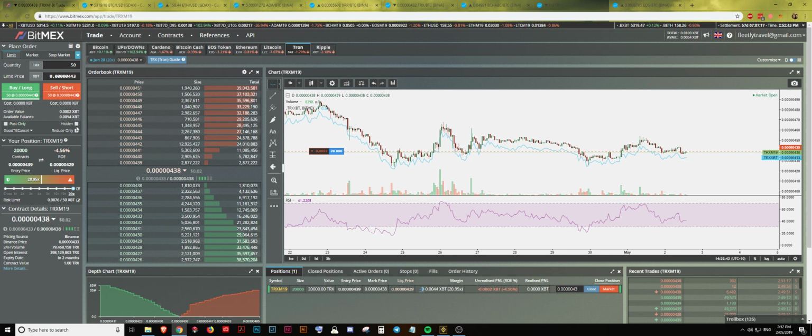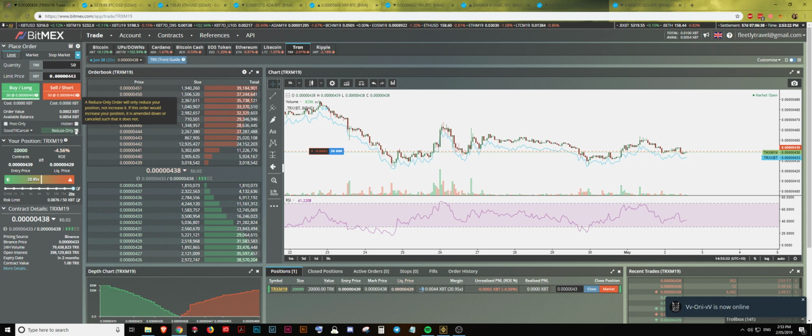Reduce only can be useful if I'm in a position and I want to just take a little bit of profit off. Say as it's gone up a few percent, I want to remove 50% of my position. How I would do that right now, this is in a long, so I would open up a short and it's going to set a limit order. And when it hits that price, it's going to sell that for me. And that means it can only reduce a position I already have. So I could open a really large short, bigger than what my position is, but it's only going to reduce what's available. So that's good for taking profit on the way up.